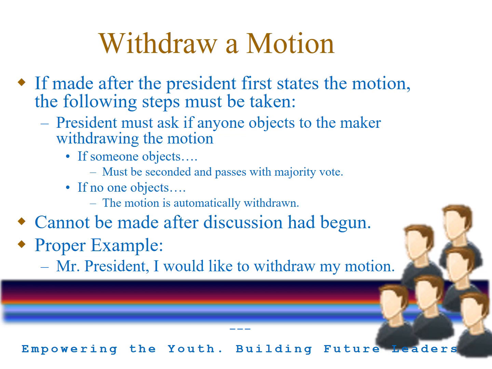President must ask if anyone objects to the maker withdrawing the motion. If someone objects, it must be seconded and passes with majority vote. If no one objects, the motion is automatically withdrawn. Withdrawing a motion cannot be made after discussion had begun. And to dispose this motion, simply say, Mr. Chair or Madam Chair, I would like to withdraw my motion.